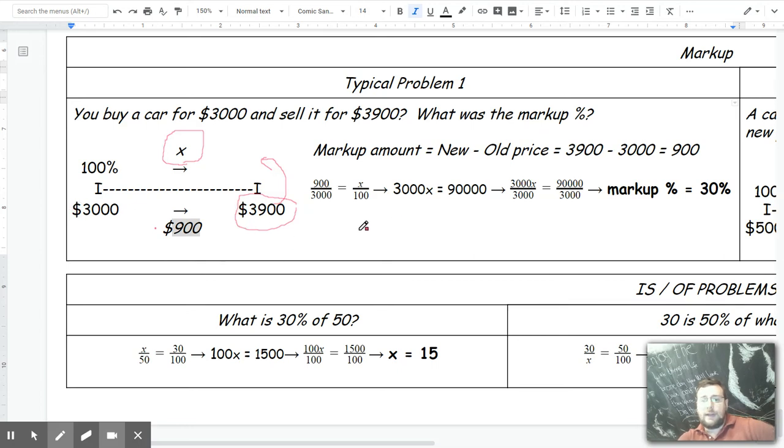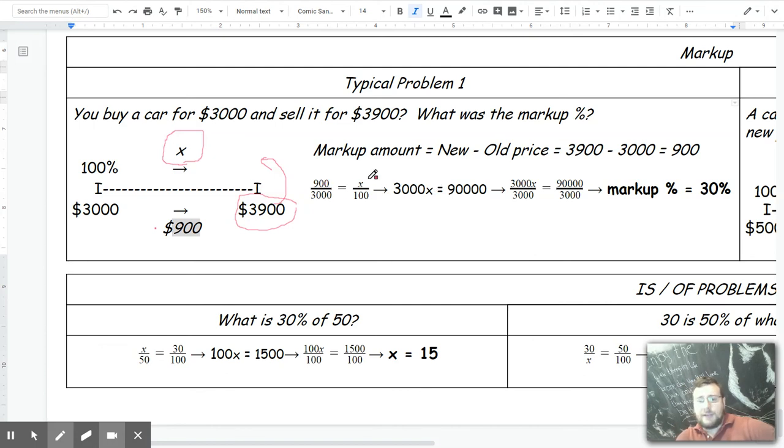Okay, so then let's set up the is off. It starts by putting the 100 on the bottom right and then the percent up here. Since I'm looking for the percent, I'm going to put an X there. Then I put the original value, which is my 3,000, and then I put the actual markup amount over here, which is the 900. I could put the 3,900, but once again, that would not give me the markup percentage. That will give me the new percentage. So that's why I do the 900.